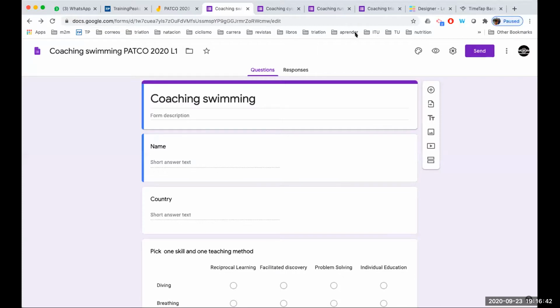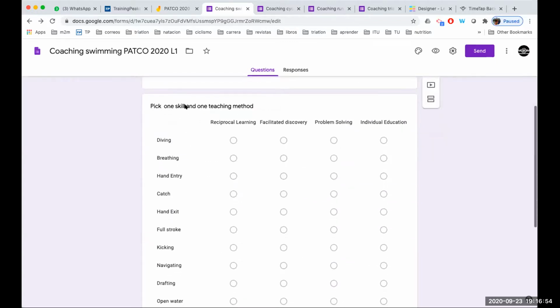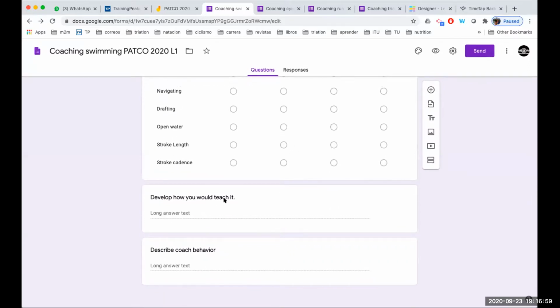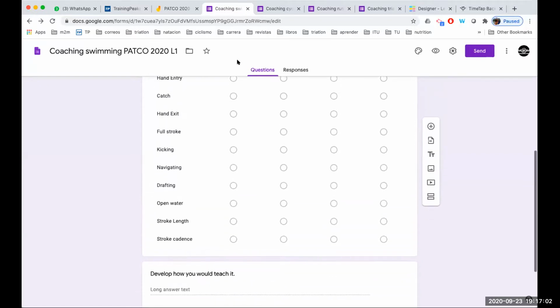Okay, so this is what we're going to do. Group number 1 is going to choose, let me share my screen again. Okay, so group number 1 is going to choose coaching swimming, okay? And individually, you will put your name, your country, and you will pick one skill and one teaching method. And then you will develop how you would teach it, and you would describe the coach behavior.